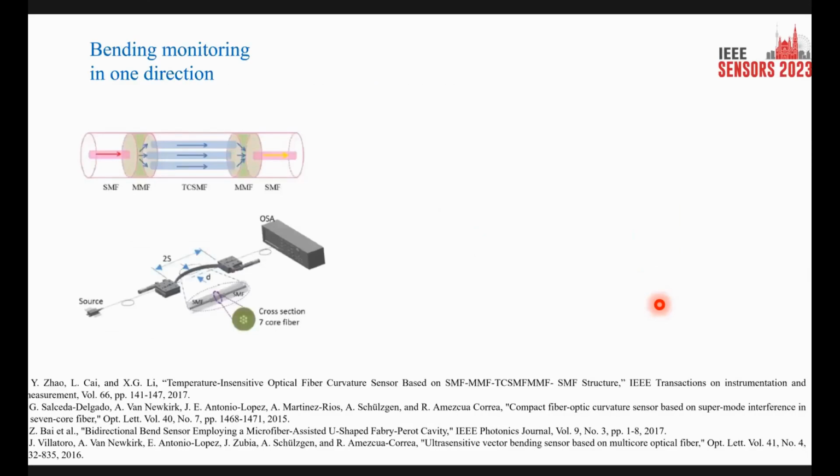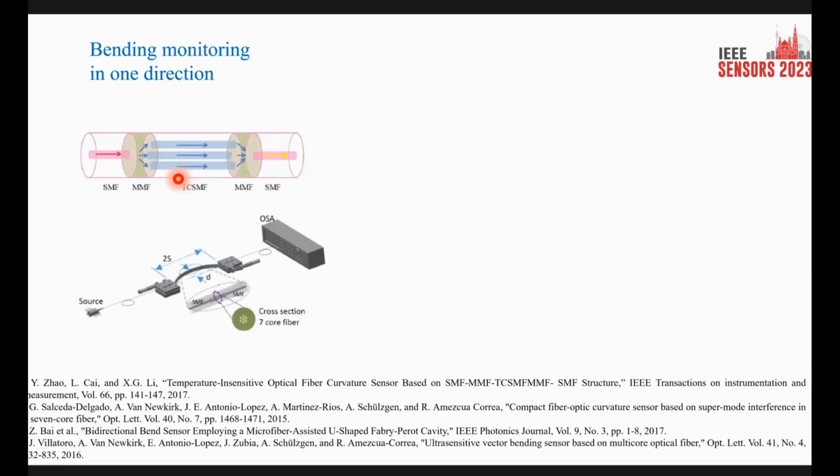Here I use some figures from some papers that are cited here. For instance, for the bending monitoring in one direction, they use a multimode fiber and then a three-core fiber and a multimode fiber. So they form a Mach-Zehnder interferometer type of thing. So they measure in transmission. We can think that both sides are fixed and then they move one side. In the second example, they use a 7-core fiber.